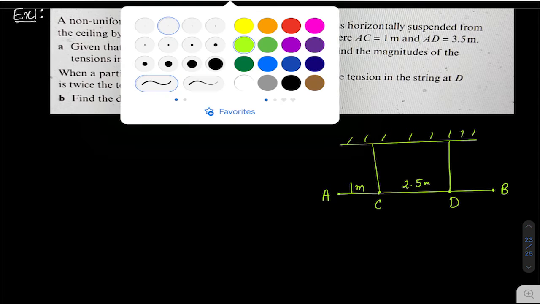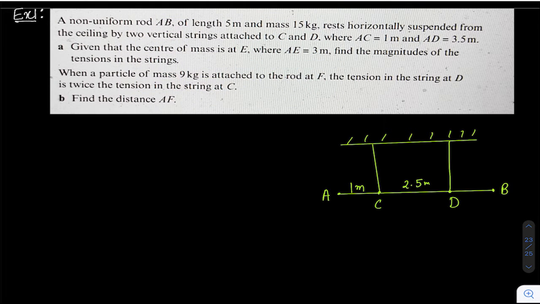Given that the center of mass is at E, where AE is 3. So somewhere here between C and D, there is a point E which acts as the center of mass. So basically we can assume the whole mass of the rod is acting at this point, which is 15 kg, so this is 15G. Then this will be tension, let's say TC, and let's take this as tension TD. So these are all the forces.